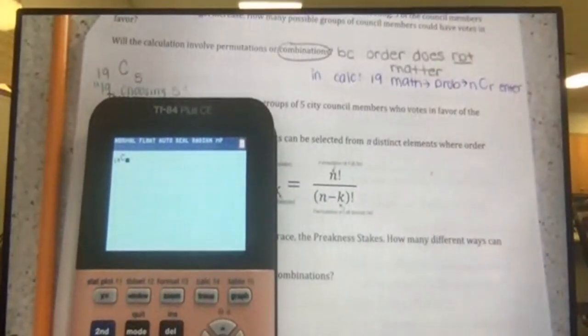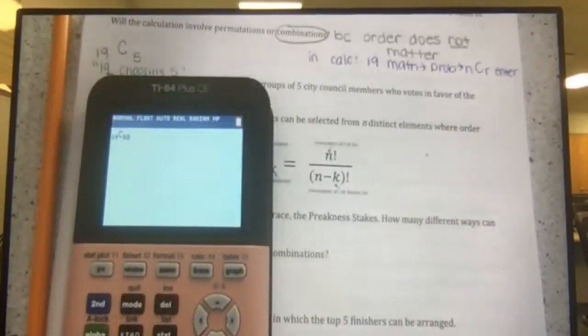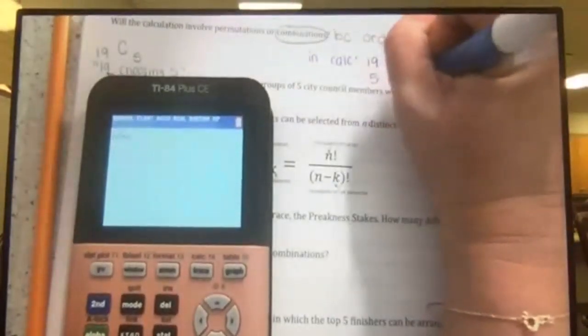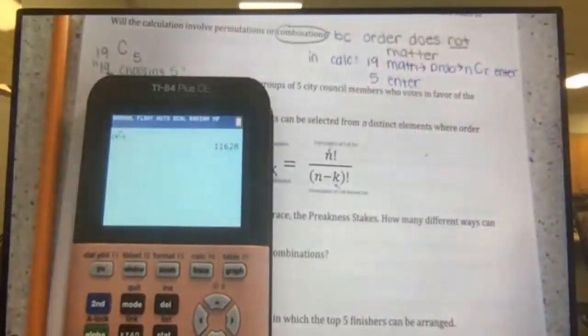If you have a newer calculator, it kind of fills it in for you. But an older calculator just has the big C, but it's the same thing. And then type in 5, and then press enter. And that will give you your answer, 11,628.